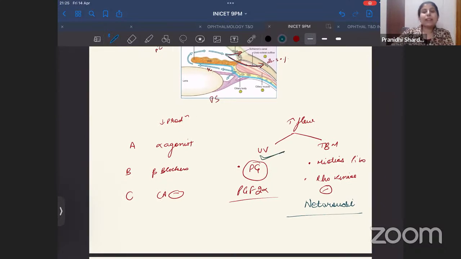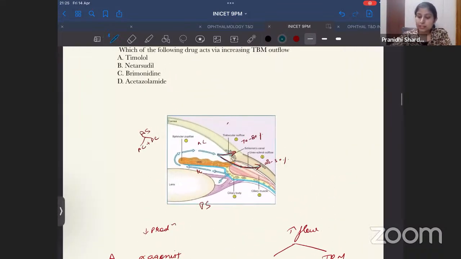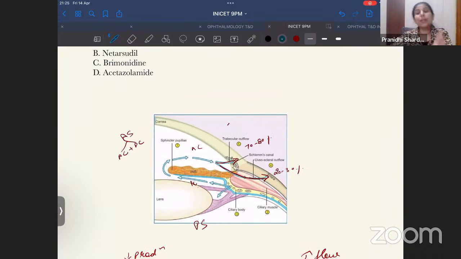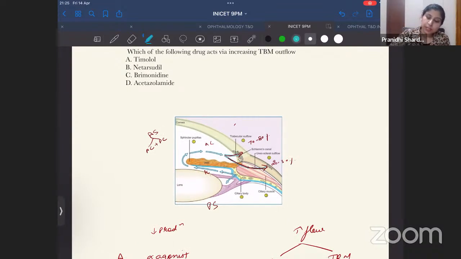Drug of choice in open-angle glaucoma: prostaglandins. We know that netarsudil is a newer addition to the glaucoma drugs, which helps in lowering the IOP. It also decreases the production of aqueous humor, but the main mechanism is increasing the trabecular outflow of the aqueous humor. So the answer to this question becomes netarsudil, which acts on the trabecular meshwork.